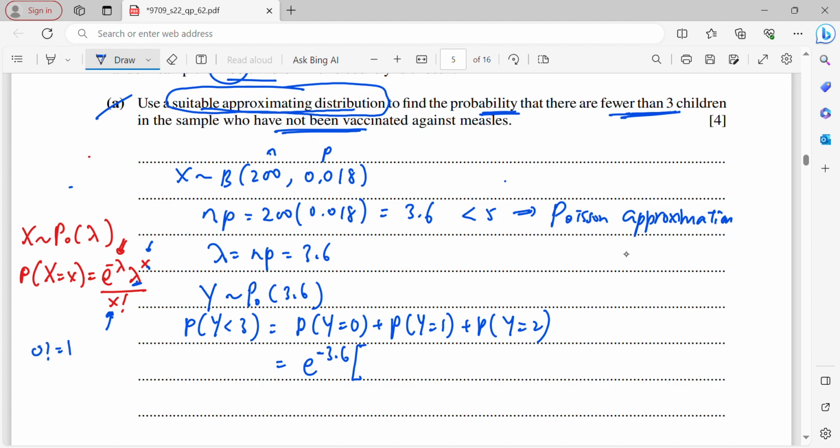That means the first value is going to be 1, then plus 3.6 to the power of 1 over 1 factorial, which is just 3.6. Then for the next one, it's going to be 3.6 squared over 2 factorial. When you calculate this, it will be 0.303. So that is the probability for this question.